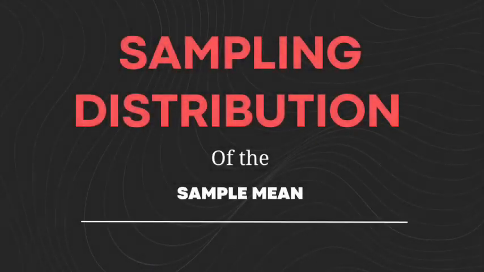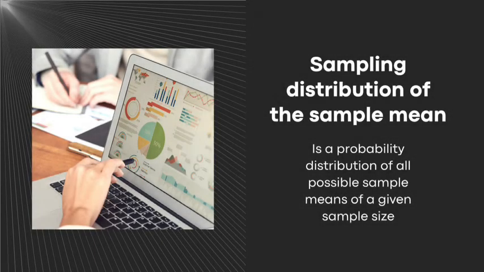Hello everyone! In this video lesson, we will discuss the sampling distribution of the sample mean. The sampling distribution of the sample mean is a probability distribution of all possible sample means of a given sample size. It can be thought of as follows: for a sample of size n, the sample mean will behave according to this distribution. Any random draw from that sampling distribution will be interpreted as the mean of a sample of n observations from the original population.